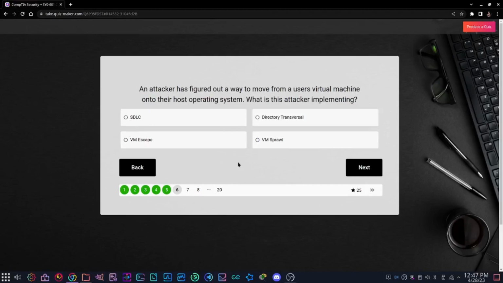Question 6. An attacker has figured out a way to move from a user's virtual machine onto their host operating system. What is this attacker implementing? So we have SDLC, directory traversal, VM escape, or VM sprawl. Now, the best answer for this one, if you're not familiar, you might think it might be VM sprawl, but we know that VM sprawl refers to the buildup of too many virtual machines and them just getting lost and just building up. The best answer for this one is going to be VM escape because you're escaping the VM and onto the host operating system.